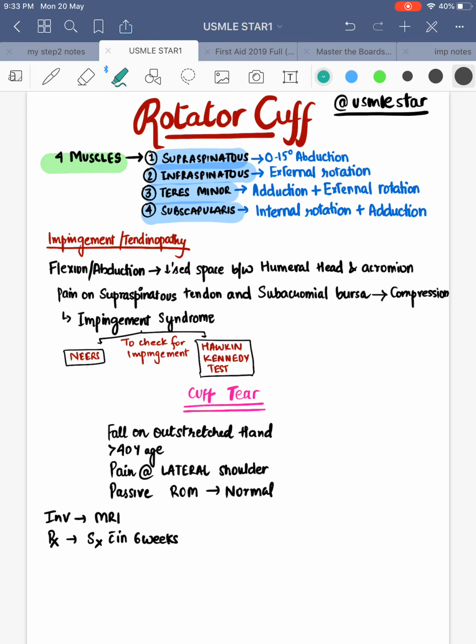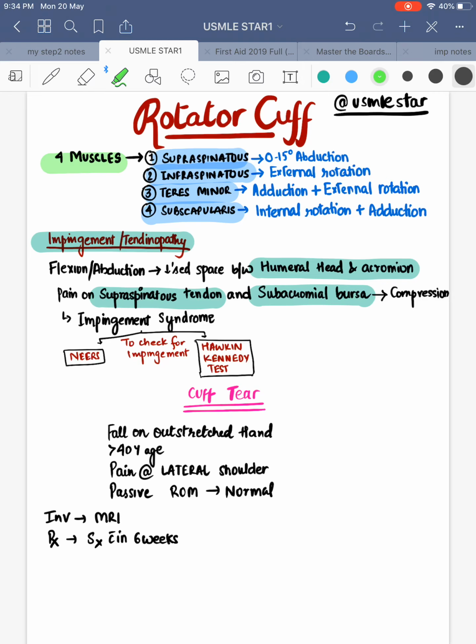There are three pathologies which we need to know for these exams. The first one is rotator cuff impingement or tendinopathy. Whenever there is repeated flexion or abduction in any profession, there is decreased space between the humeral head and the acromion. The space decreases and the structures beneath are compromised. The structures compressed are the supraspinatus tendon as well as the subacromial bursa.